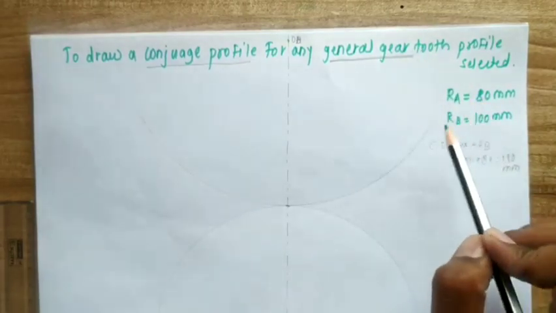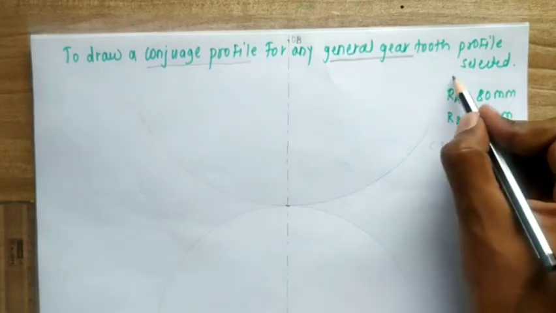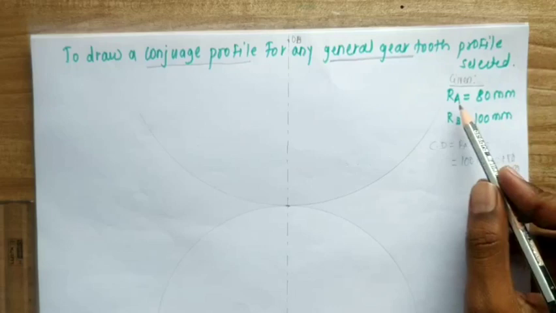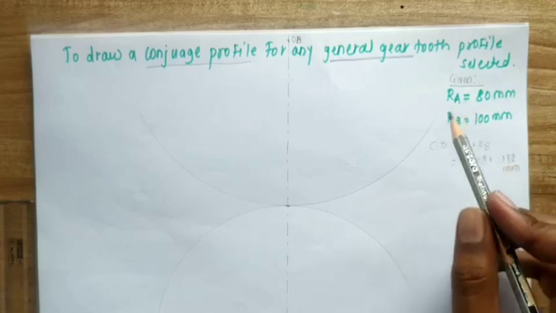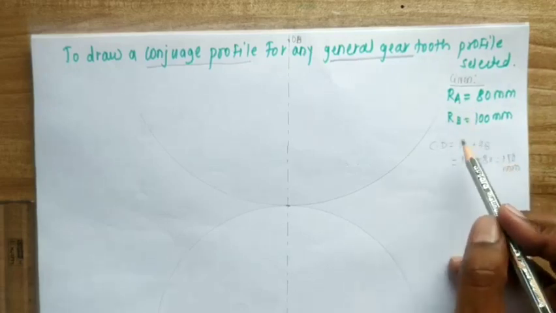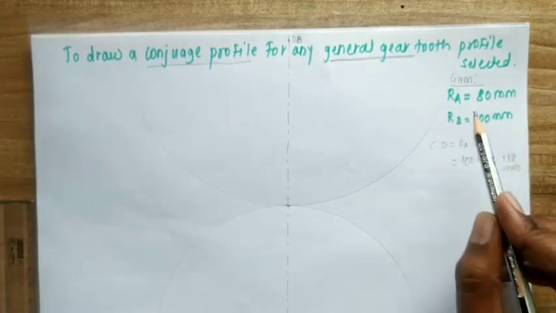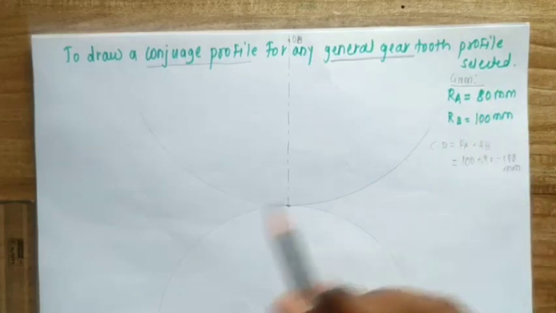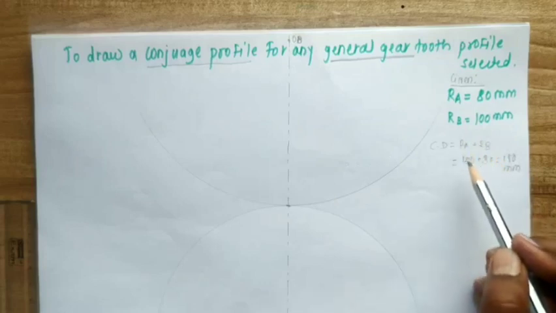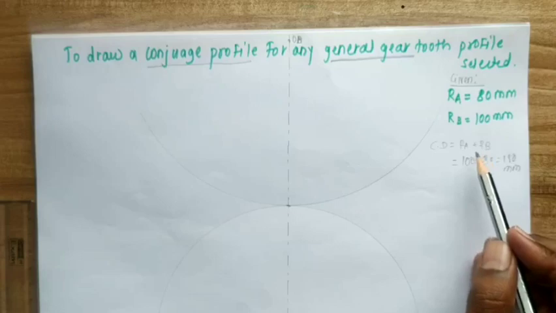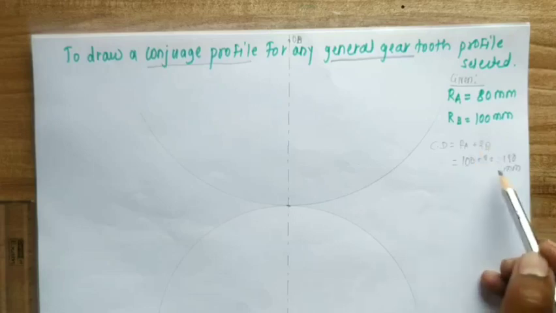Now for this, this is the given data to you. Pitch circle radius of gear A and pitch circle radius of gear B are given, which are 80 and 100 mm respectively. And we know that center distance is equal to radius A plus radius B, means addition of the pitch circle radii. So it is 180 mm.